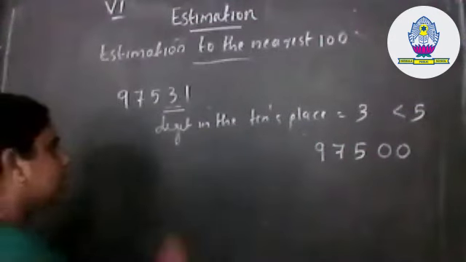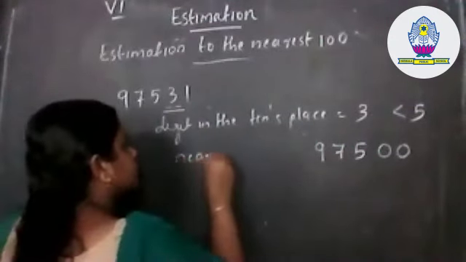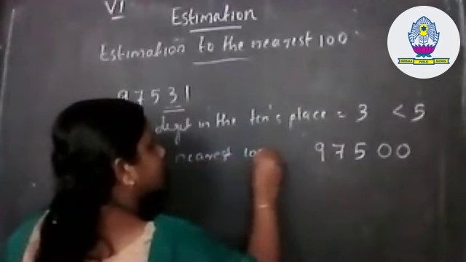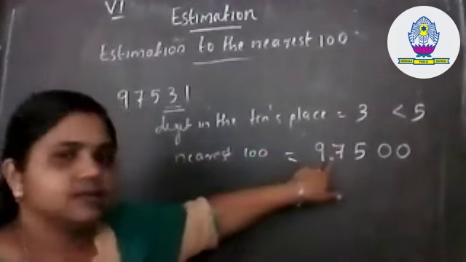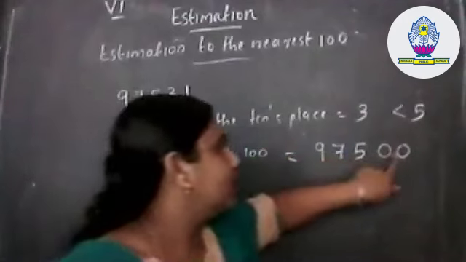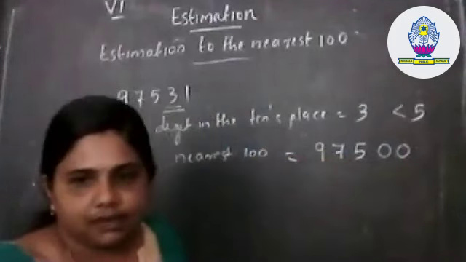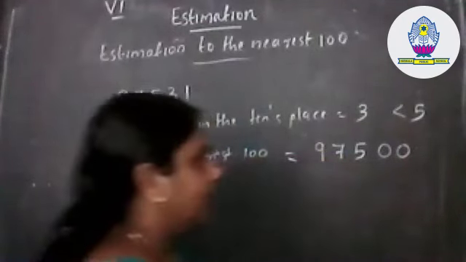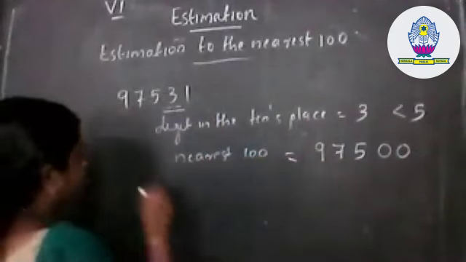So the nearest 100 is equal to 97,500. The answer is 97,500. Then one more example.